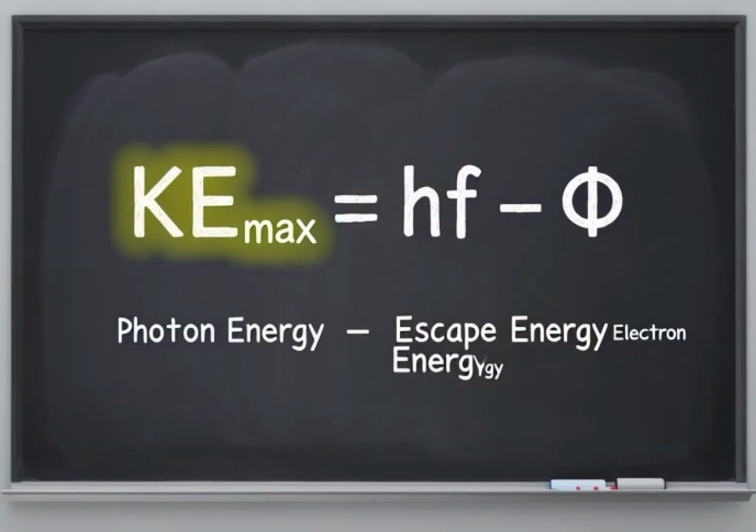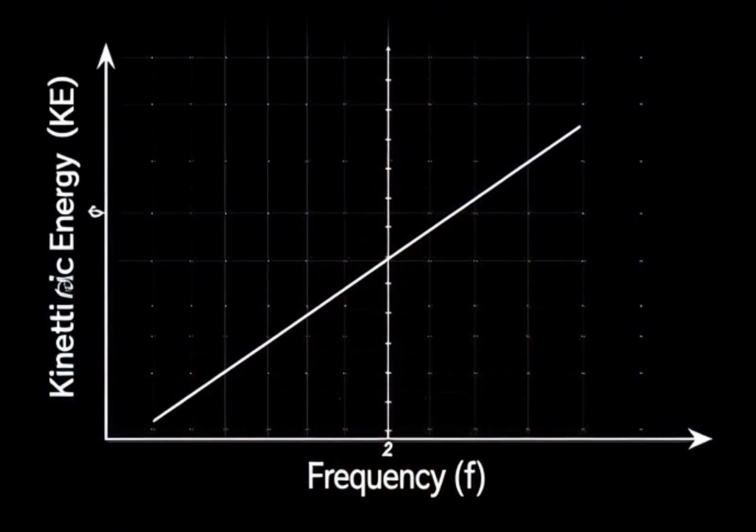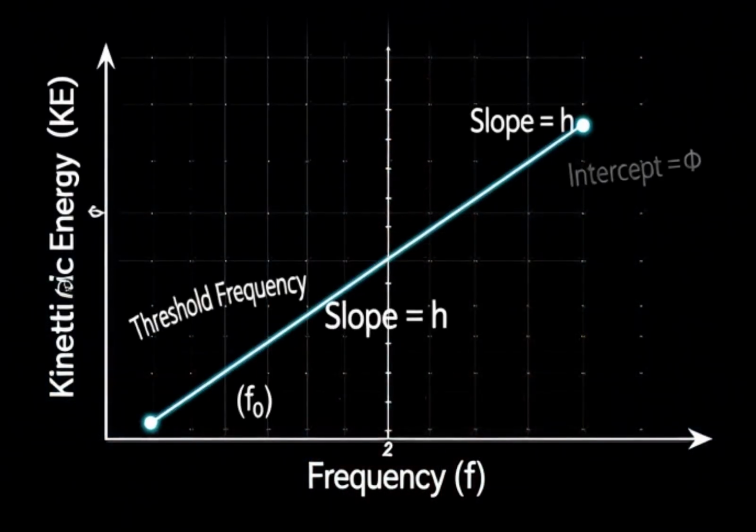This is Einstein's photoelectric equation. KE max equals hf minus phi. Photon energy minus work function equals electron kinetic energy. Simple, elegant, and utterly revolutionary. Einstein's equation predicts a straight line. The threshold frequency is where the line hits zero. The slope of that line is Planck's constant. And the point where the line, extended, would hit the y-axis gives the work function.